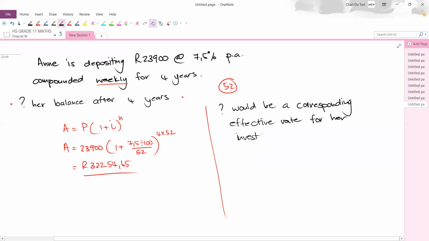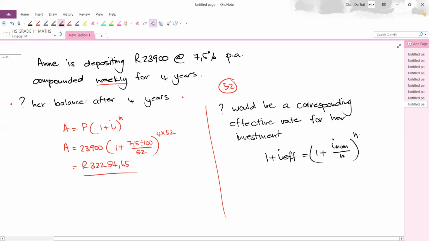In other words, I'm asking the following. If we take that 23,900 Rand and we put it at the bank, but we only calculate the interest annually, not weekly, what rate should we put the money in the bank? At what rate should we give her interest? So this formula is 1 plus I effective equals 1 plus I nominal over n to the power of n.